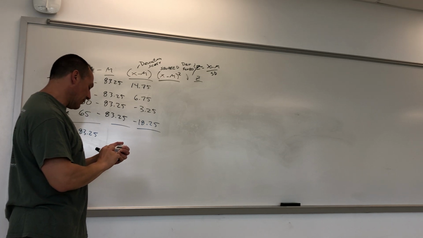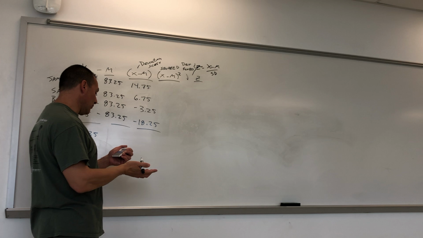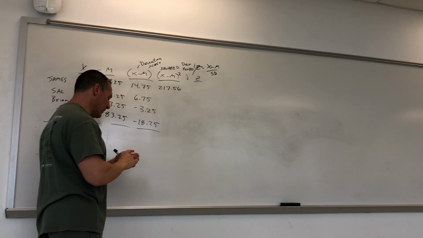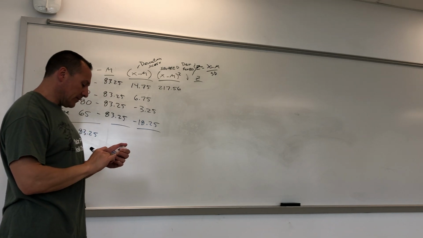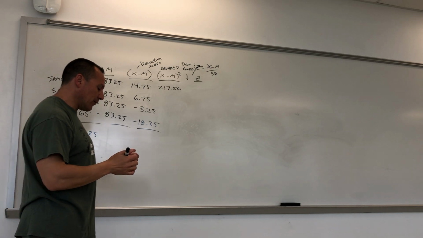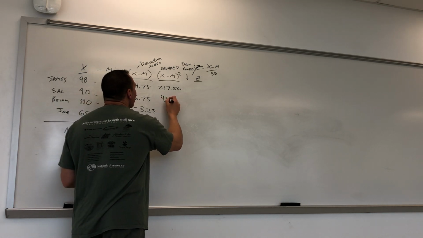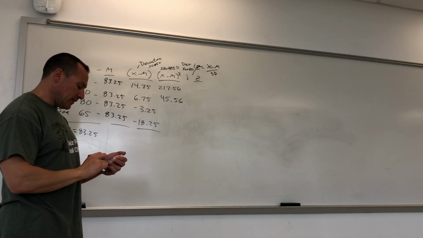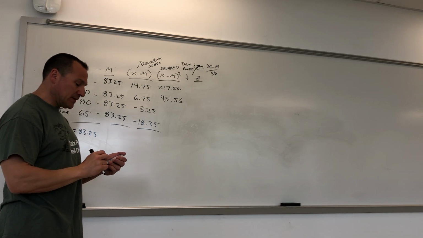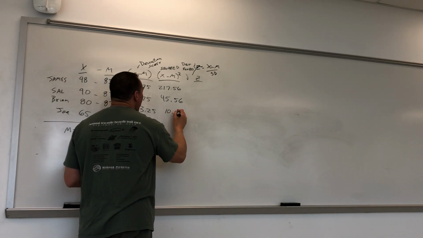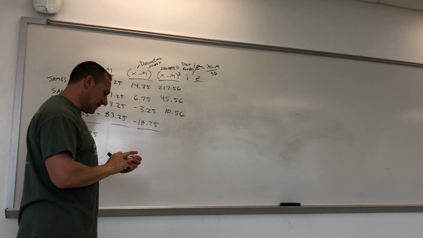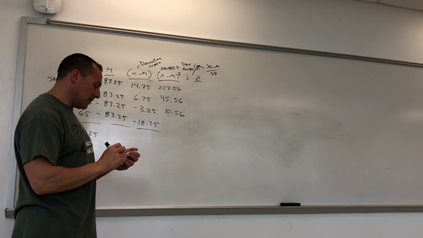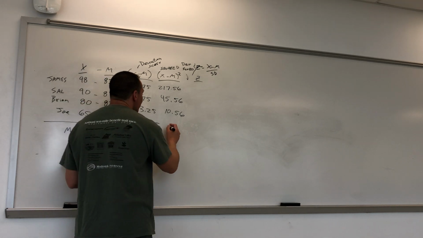14.75 times 14.75 is 217.56. 6.75 times 6.75 is 45.56. 3.25 squared is 10.56. And 18.25 squared is 333.06.